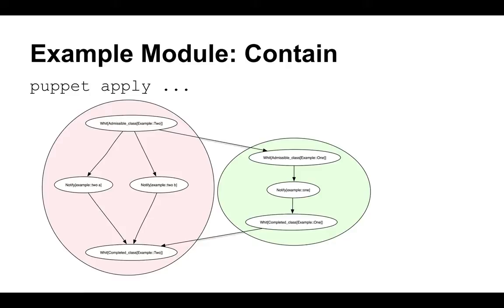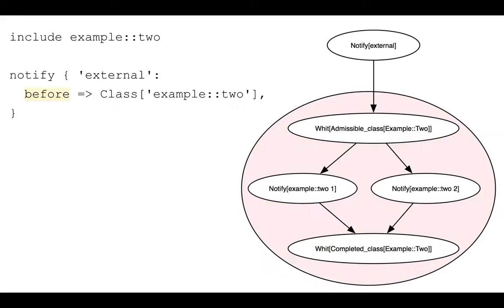So the use cases for these sorts of relationships are largely the same as relationships for classes, but notably, let me diverge for a second. I forgot to talk about this. If you have a single resource, regardless of whether it's in another class or somewhere else, and you specify a before relationship on a class, that resource is going to end up with an edge pointing at the beginning of that class. So this notify external is going to happen before the class example::2 begins.